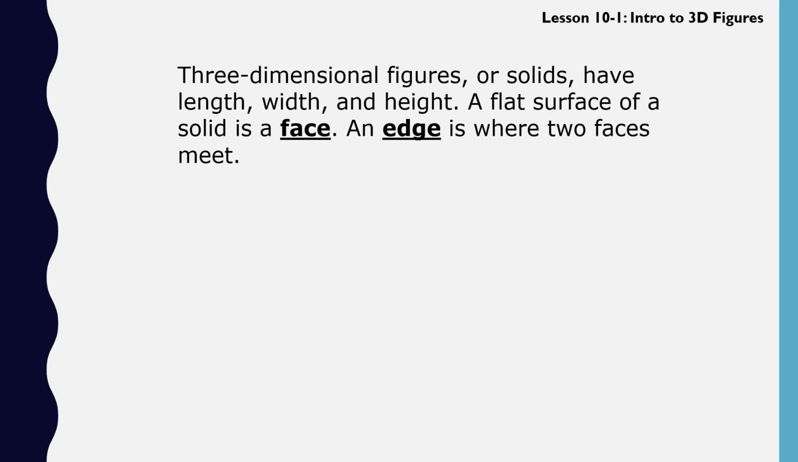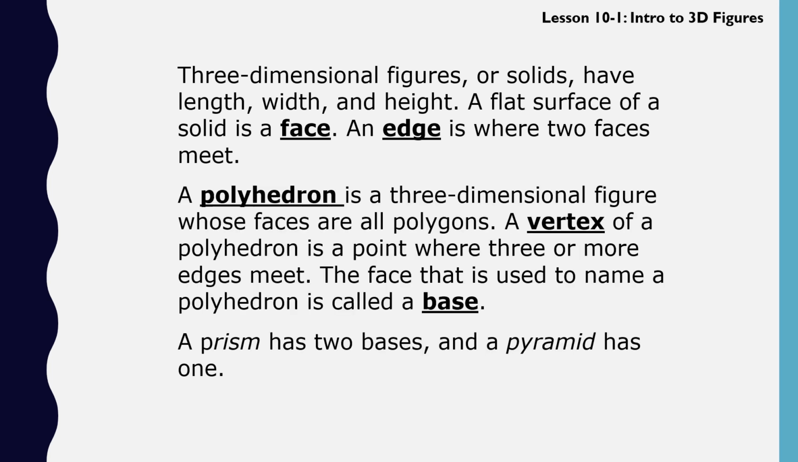Three-dimensional figures, or solids, have length, width, and height. A flat surface of a solid is a face. An edge is where two faces meet. A polyhedron is a three-dimensional figure whose faces are all polygons. A vertex of a polyhedron is a point where 3 or more edges meet. The face that is used to name a polyhedron is called its base.